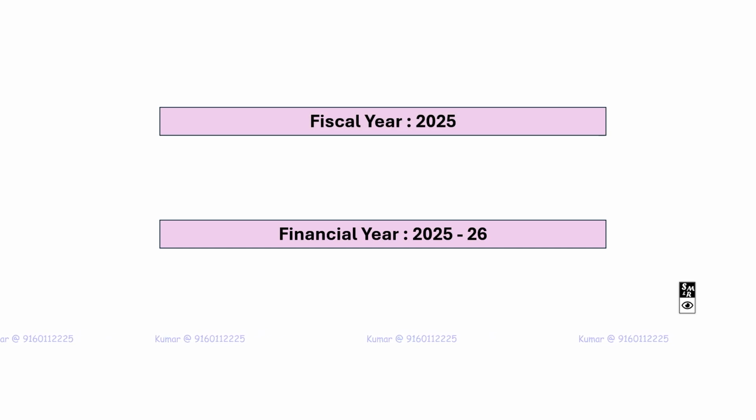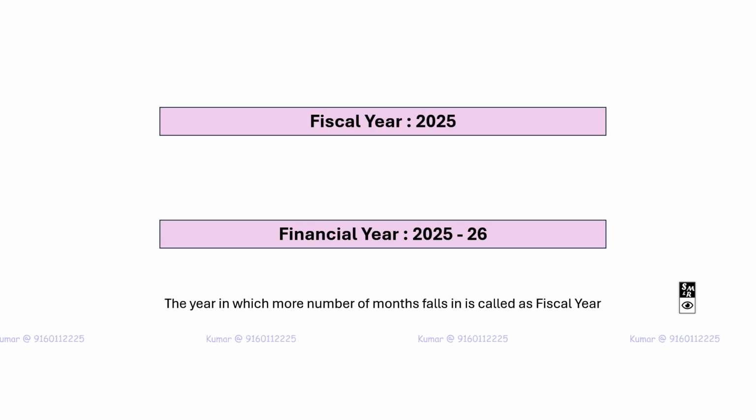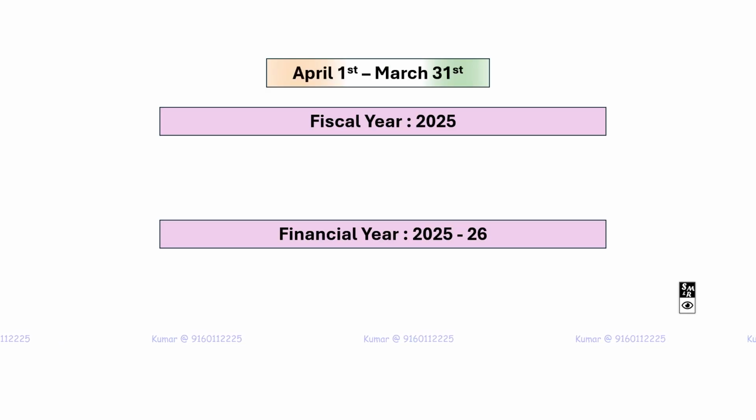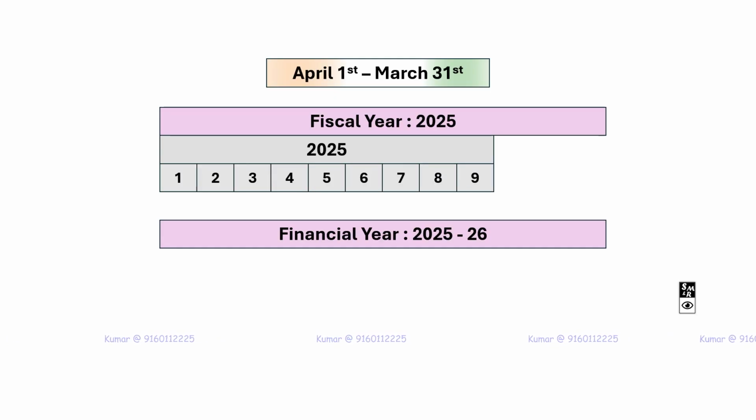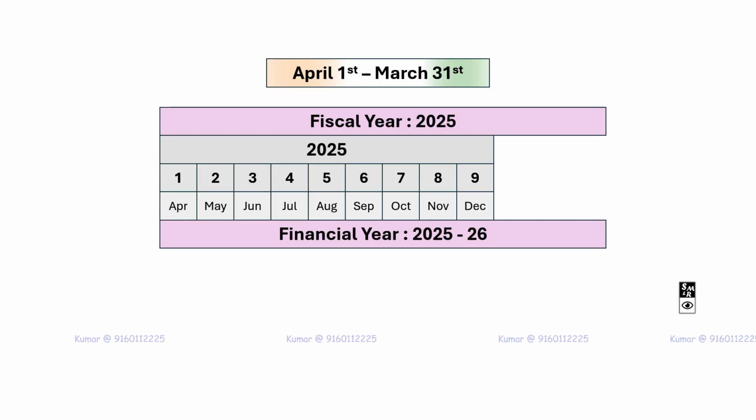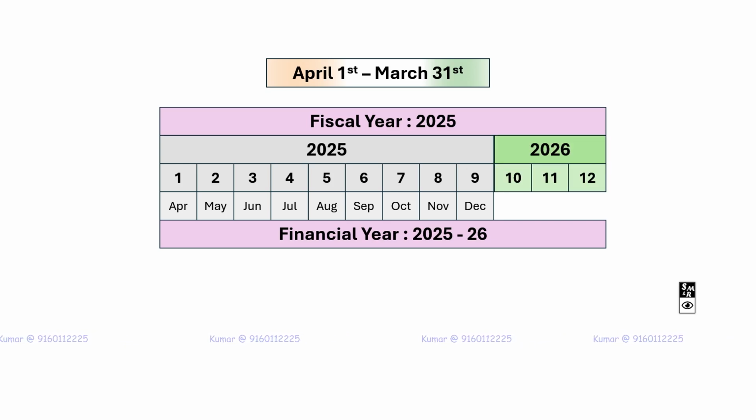When there are months in 25 and 26, there are some more months in 2025. That is the reason we call the fiscal year 2025. So the year in which more months fall is called the fiscal year. In India, it is April 1st to March 31st. In the 2025 calendar year, we have 9 months, starting from April till December. Actually, in the financial year, we have 12 months. 3 more months are in 2026: 10, 11 and 12, that is January, February and March.